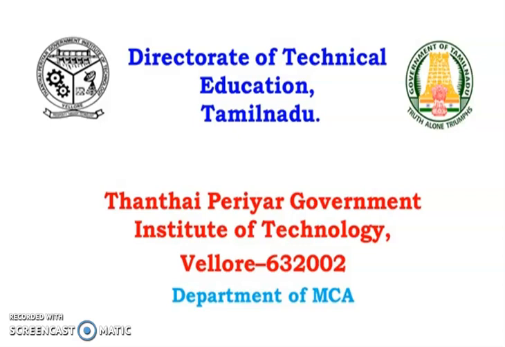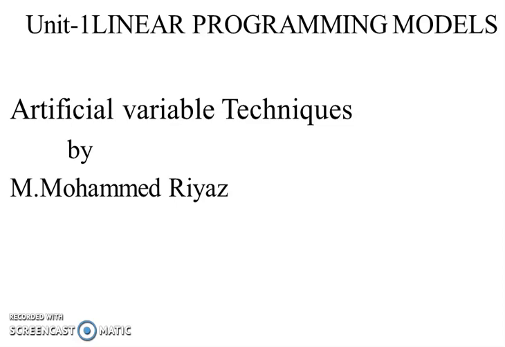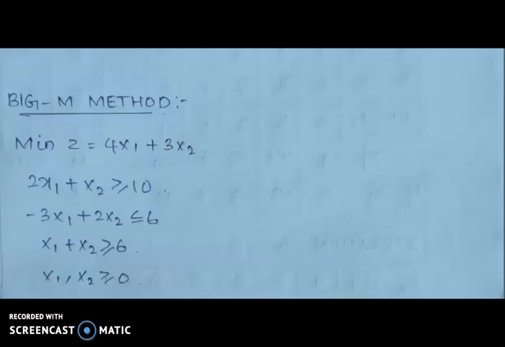Today we are going to discuss linear programming model. One of the techniques is the artificial variable technique. It is an example problem for the Big M method. The Big M method is otherwise called the penalty method, otherwise called the artificial variable technique.